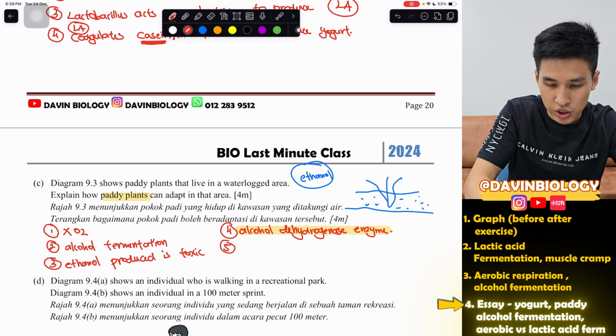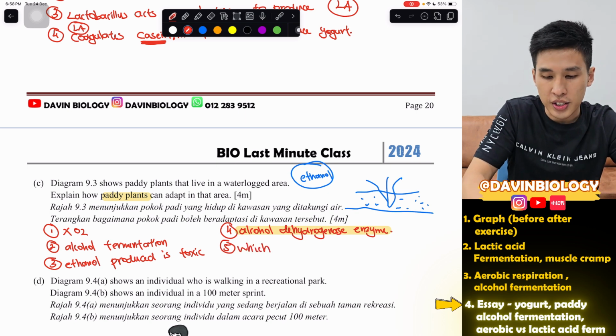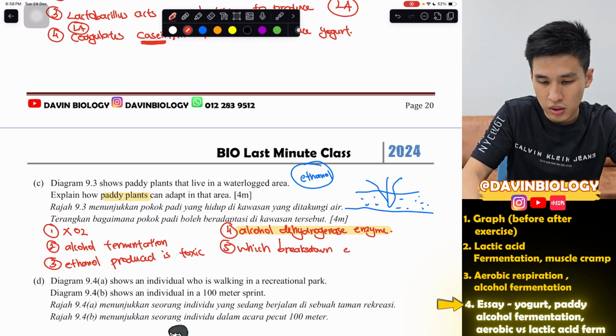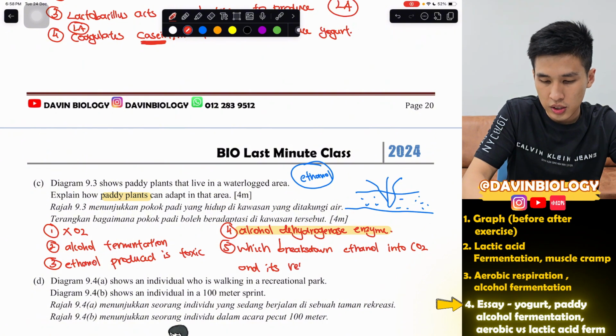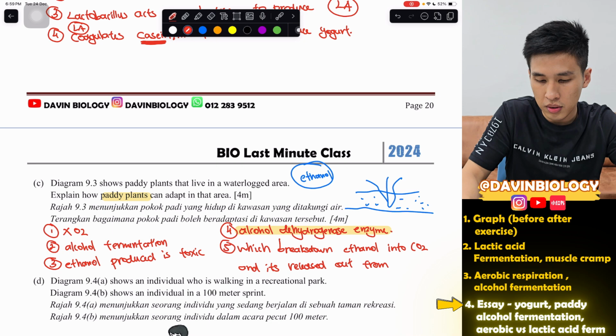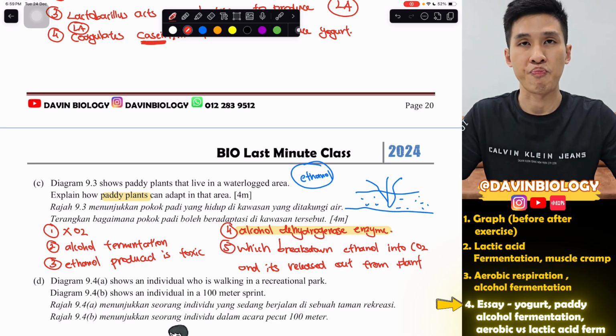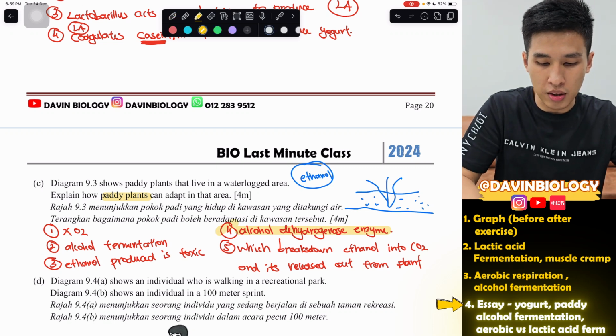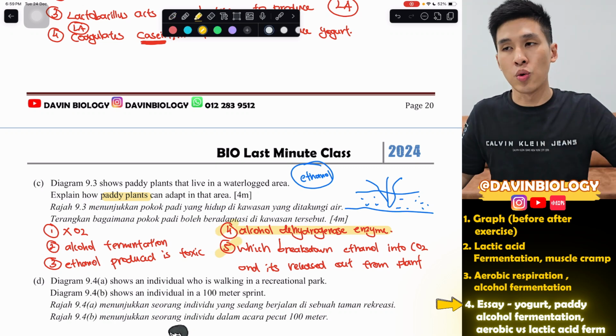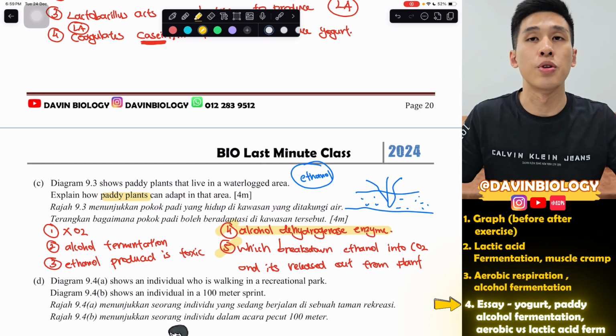So that's the next thing you say: which breaks down ethanol into CO2, and it is released out from the plant. That's why you have to mention it. So remember, when it comes to the paddy question, these two are the main things. The enzyme breaks down the ethanol, so it won't accumulate in the plant, which causes them to die.